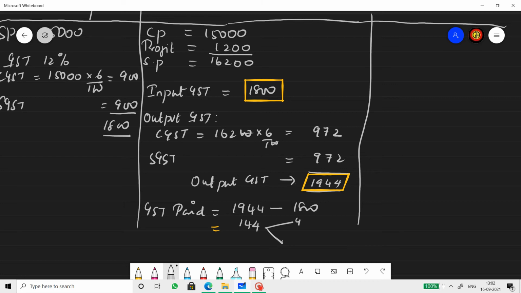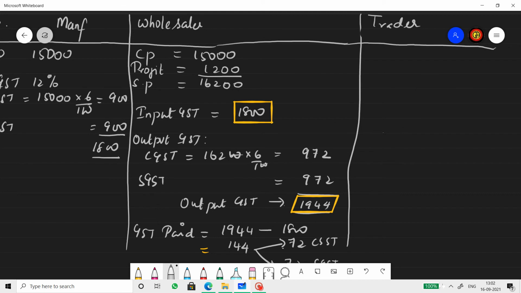Half of this is CGST, half of this is SGST. Remember that. Half of 144 will go to the central government and half will go to the state government. So 72 will be CGST and 72 will be SGST. Is the picture clear? Now let's move to the third party, who is a trader here.